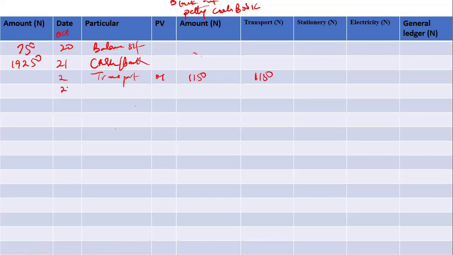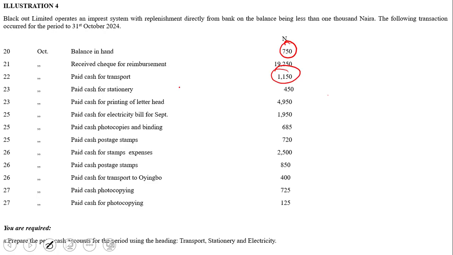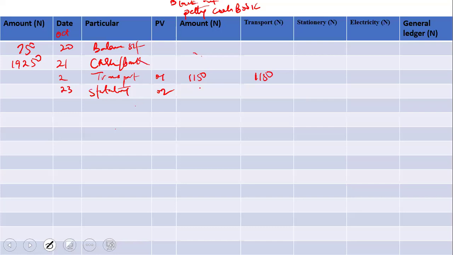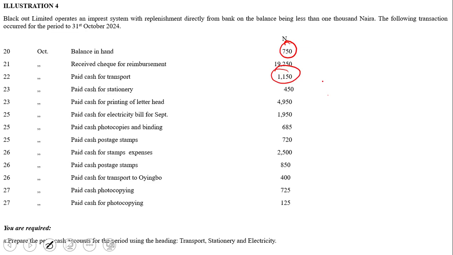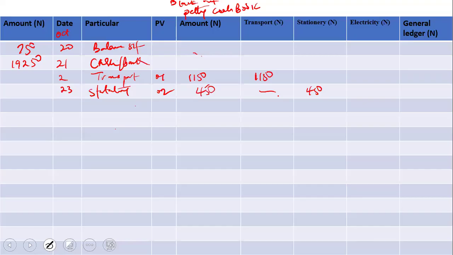Now let's see the next one, stationery. PV2. The amount is 450. We have the total here, 450. So it goes under stationery. Okay. Analysis. We have what we call printing. That will also be under our stationery. That is the 23rd.